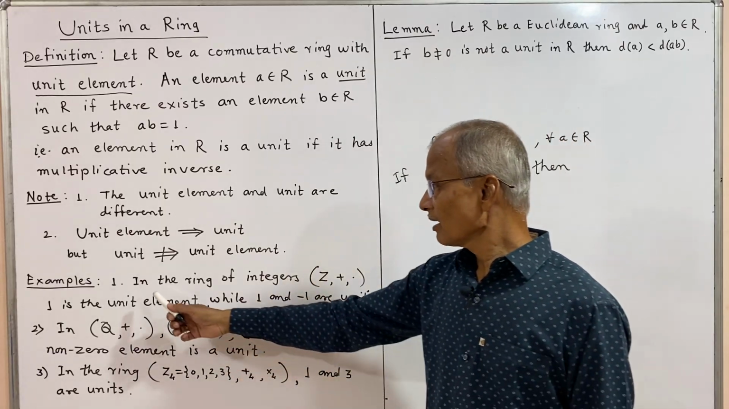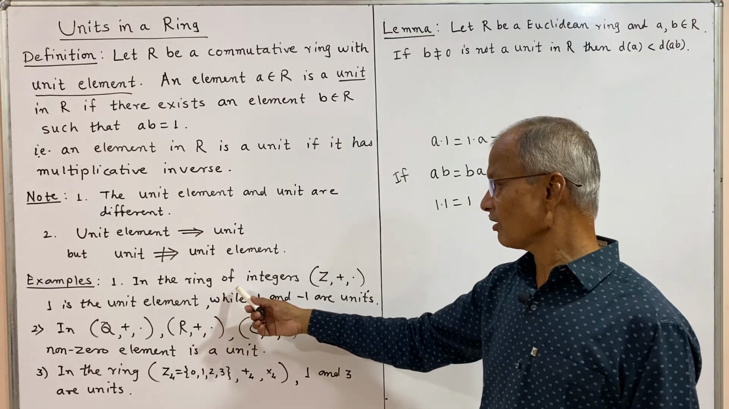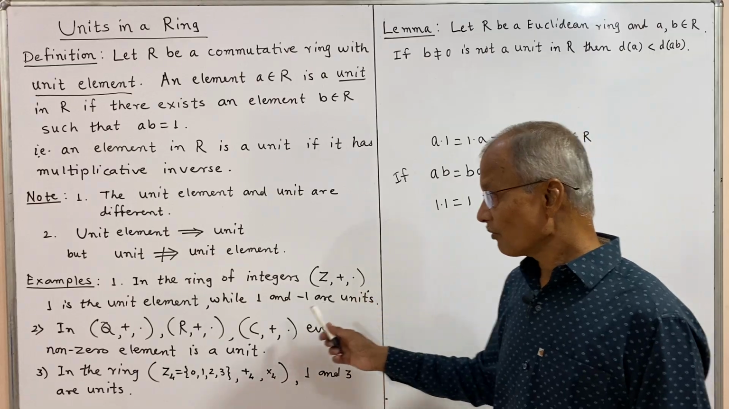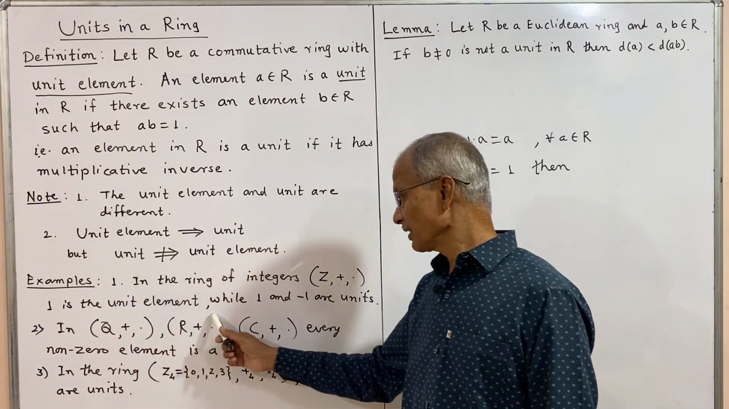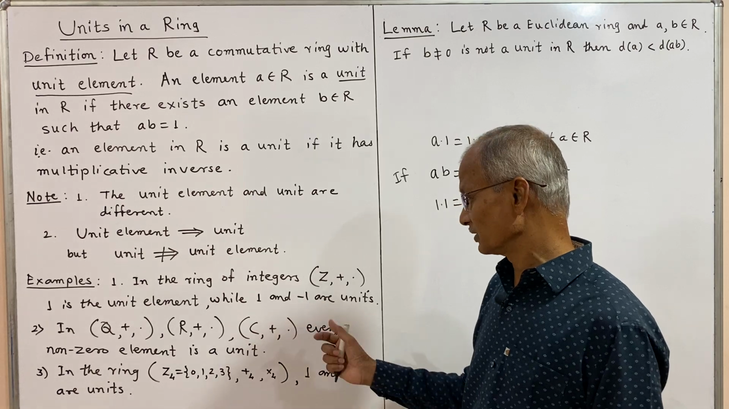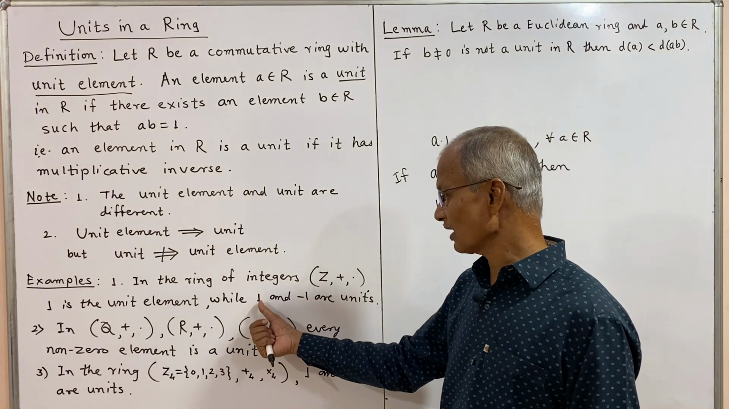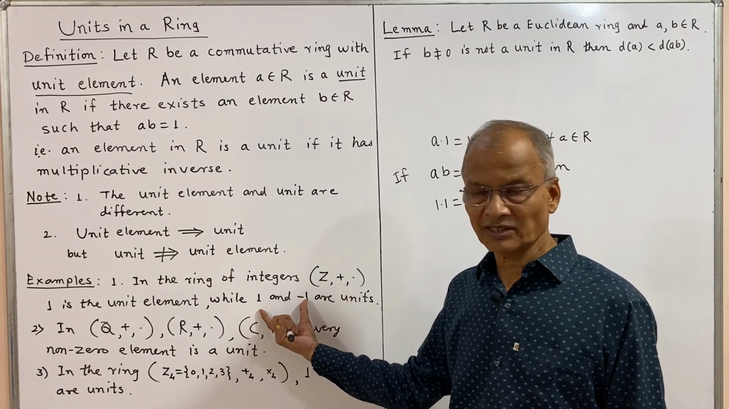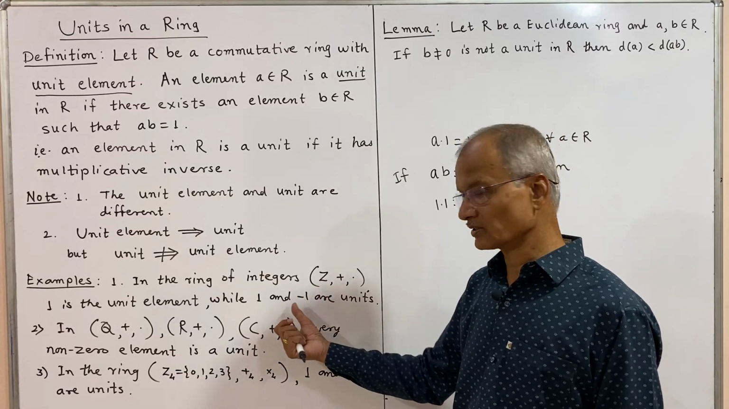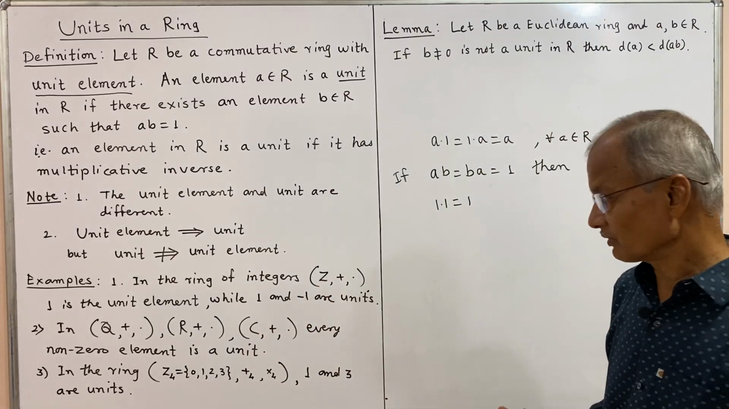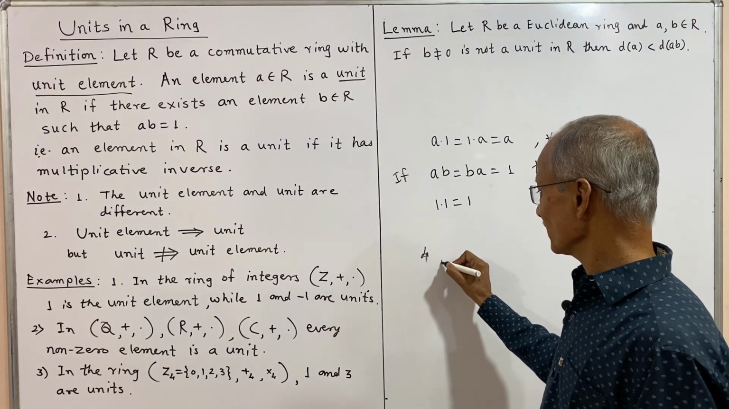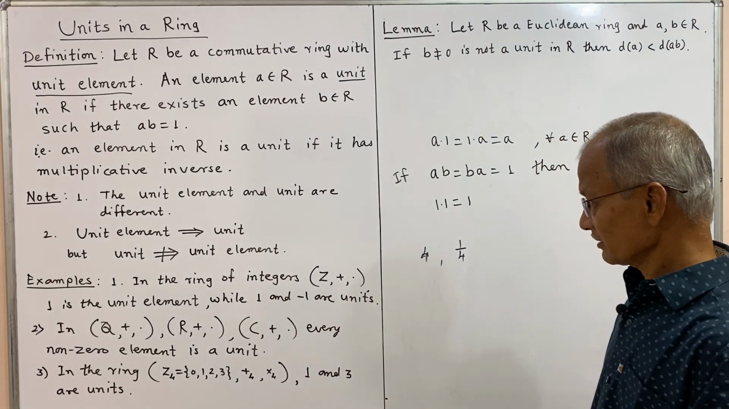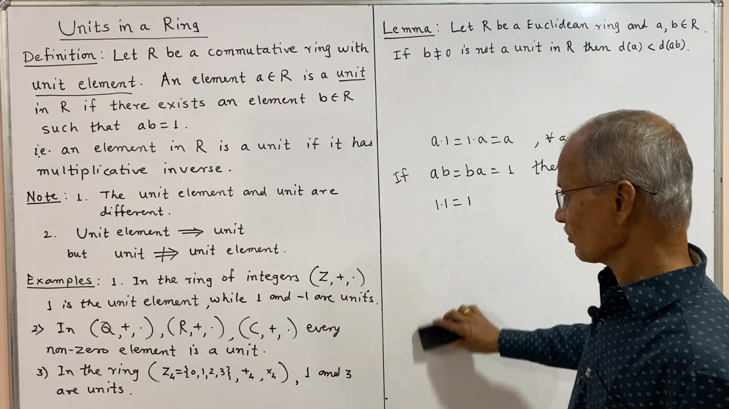Some examples. First is the example in the ring of integers denoted by Z, with addition and multiplication. 1 is the unit element, that we know, while there are only 2 units in the ring of integers, which are 1 and minus 1, because these are the only elements which have a multiplicative inverse in this ring. Other elements do not, because if you consider 4, then its multiplicative inverse is 1 by 4, which is not an integer, and thus in the ring of integers there are only 2 units.